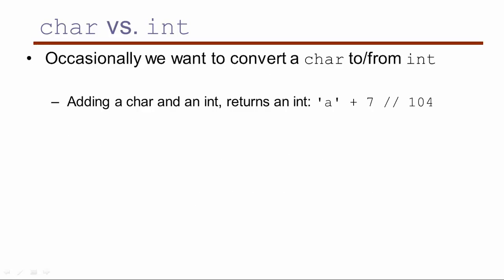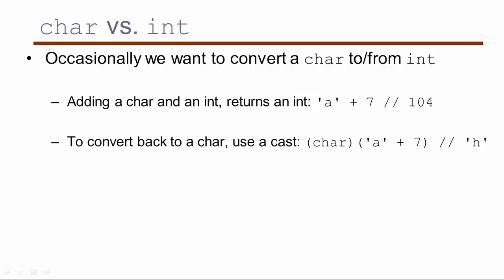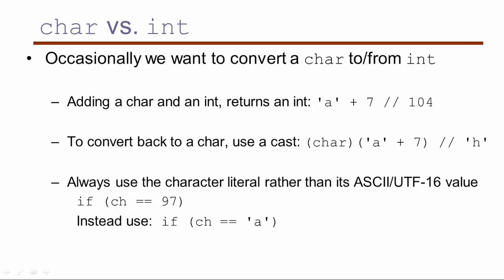There are times when we may want to convert a character to its ASCII value and back. If you add a character and an integer, the result will be an integer. If you want to convert that integer back into a character, it would require a typecast, as Java will not perform that conversion for you automatically. And just because every character has an ASCII value does not mean that you should use that value in programming. It is considered poor style to use hard-coded ASCII values when you can use character literals instead.